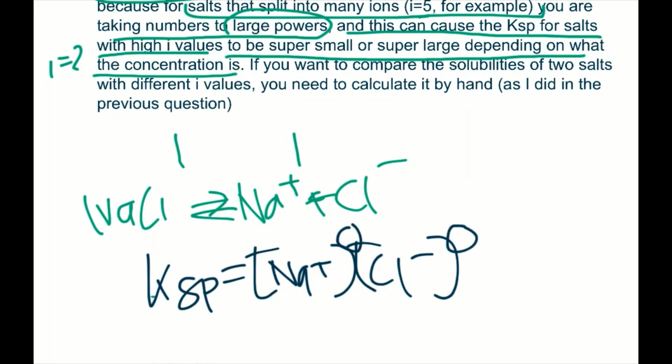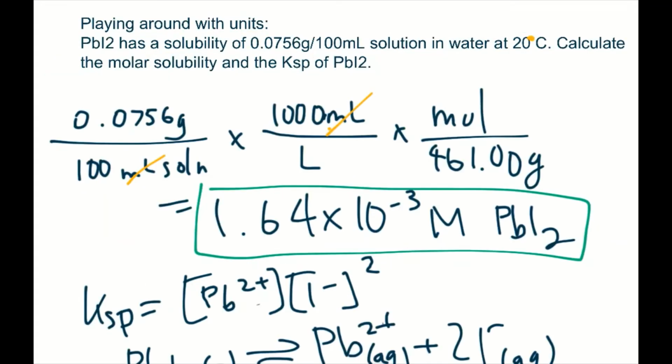So in general, if the i values are different and you still want to compare the solubilities of the 2 salts, then you need to calculate it by hand, as I did in the previous question. So let's play around with units, and let's try to solve this question. Lead 2 iodide has a solubility of 0.0756 grams per 100 milliliters of solution in water, at 20 degrees Celsius.